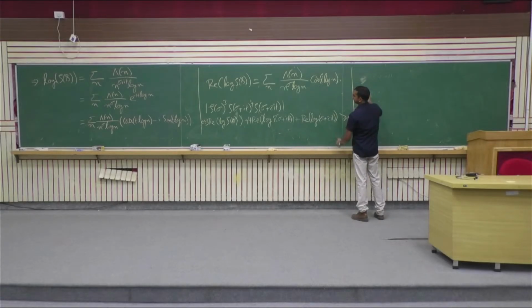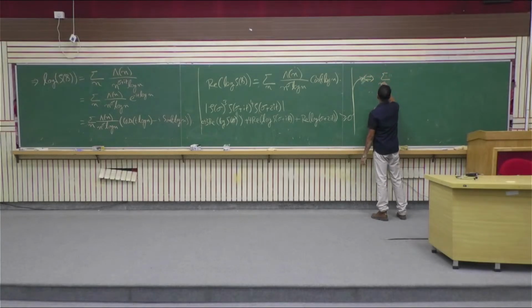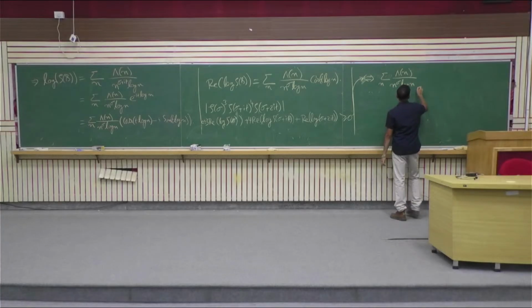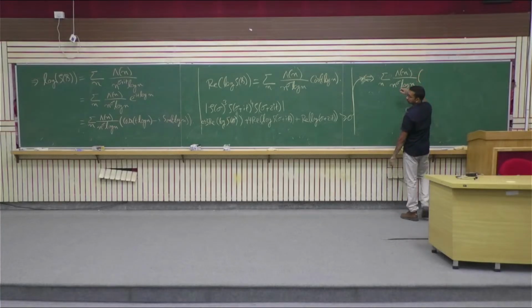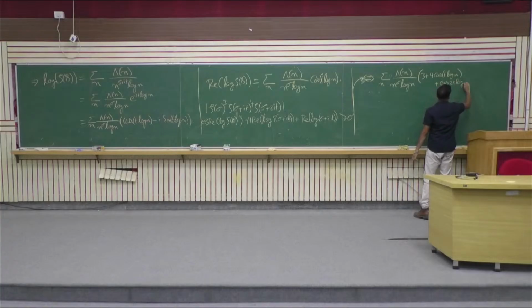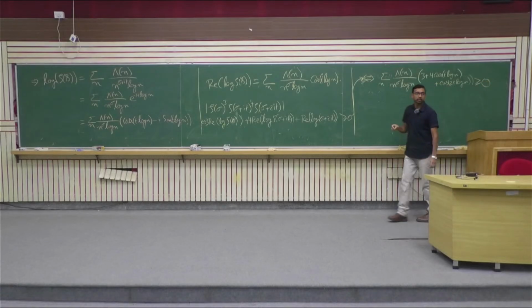So this is equivalent to showing that the summation over n of lambda n by n power sigma log n times (3 plus 4 cos(t log n) plus cos(2t log n)) is greater than or equal to 0, right.